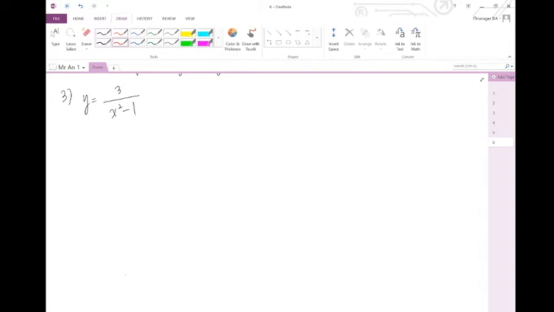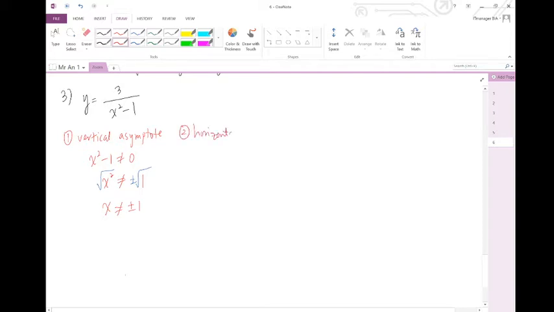Let's do number 3. We have y equals 3 over x squared minus 1. Let's first find the vertical asymptote. For the vertical asymptote, we simply have to make sure that the denominator does not equal 0. So x squared cannot equal 1. And if we square root both sides, since we're taking a square root of a variable that's even, we're going to do a plus or minus, and we get x cannot equal plus or minus 1. So we have two vertical asymptotes.